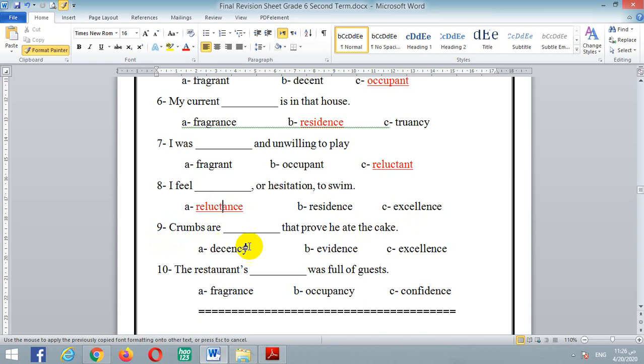Number nine, crumbs are evidence that prove he ate the cake. Crumbs means small pieces of food and so on. Here the crumbs of the cake means small pieces of the cake. So number nine is evidence, a proof that he ate the cake. Number ten and the last one, the restaurant's occupancy was full of guests. It's yes, occupancy.